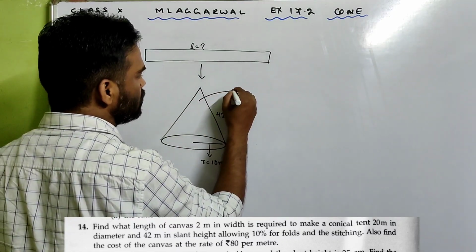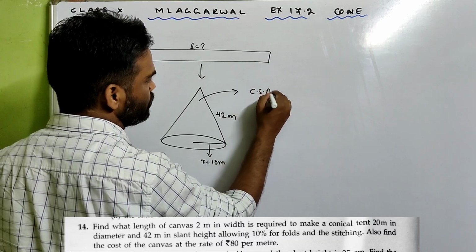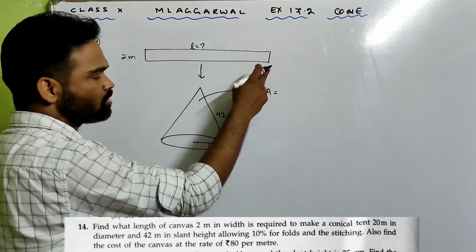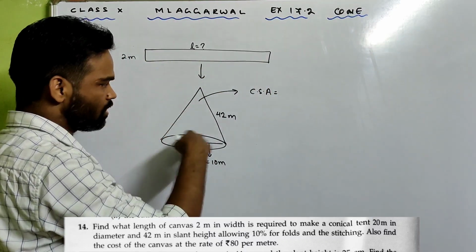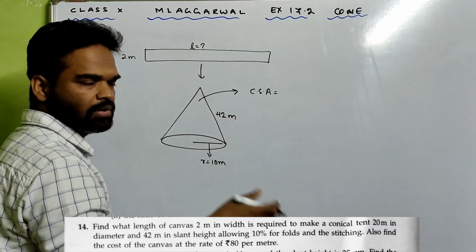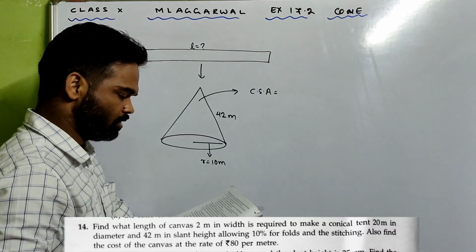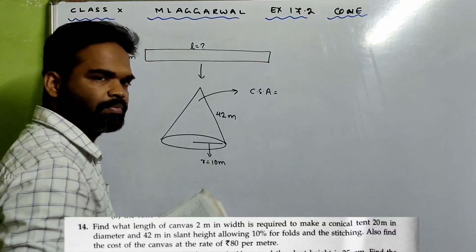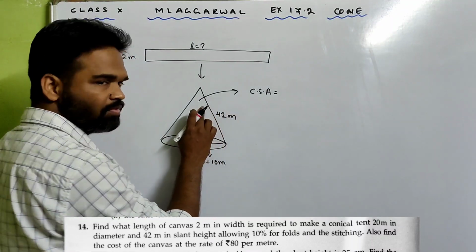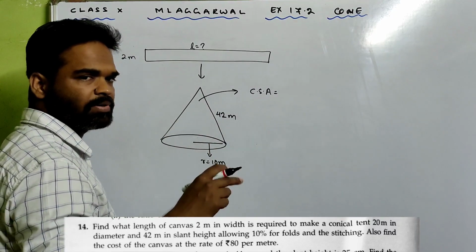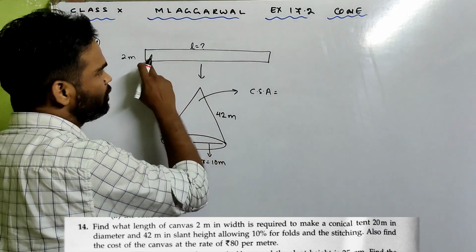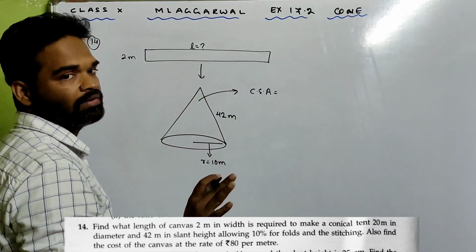What will be the curved surface area? Because the area of this canvas is the curved surface area plus the area for stitching and folding, they have told 10% for folding and stitching. So CSA of this plus 10% for folding and stitching will add up to give the area of this canvas.